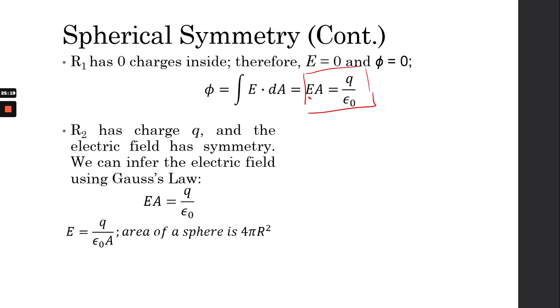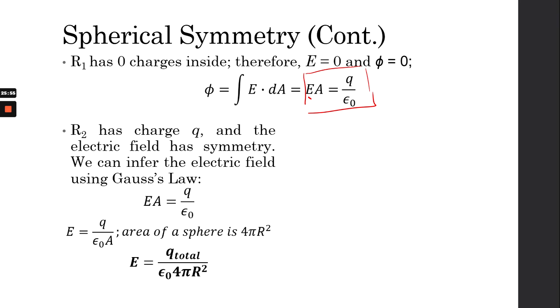And since we have a sphere here, our symmetry is spherical. The area of a sphere is actually 4 pi r squared. So we are changing this into 4 pi r squared, which gives us the equation E is equal to Q total divided by epsilon naught, or permittivity of free space, times 4 pi r squared. So this is the equation that we can use when we want to measure the electric field of an insulating sphere or a conducting sphere.